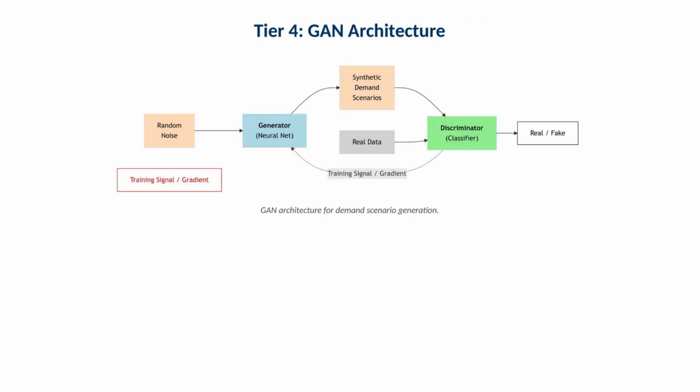This diagram shows a typical generator and discriminator architecture for demand scenario generation. The key idea is that the output is not a single number, but a multi-customer, multi-period demand time series. In practice, this lets you stress test your inventory routing plans across many correlated demand realizations, which is much closer to reality than independent point forecasts.